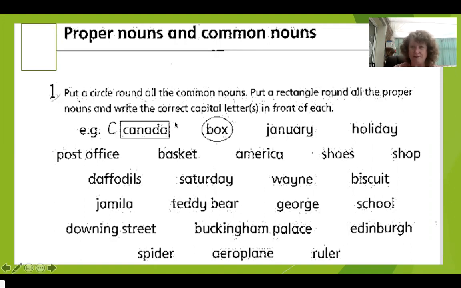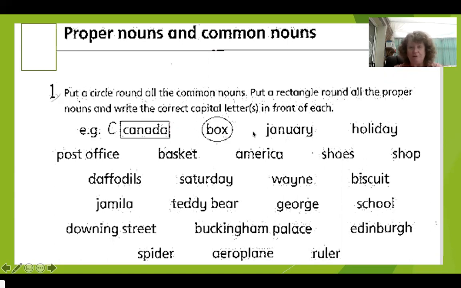So they've given us an example here. Canada. We put a rectangle around that because it's a proper noun and it has a capital C. Now this is a common noun, so we just put a circle around it. And it doesn't need a capital, does it?